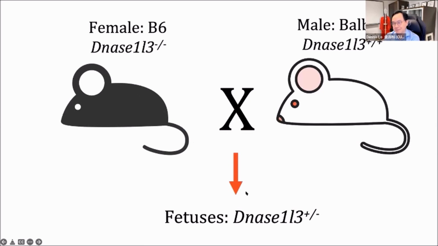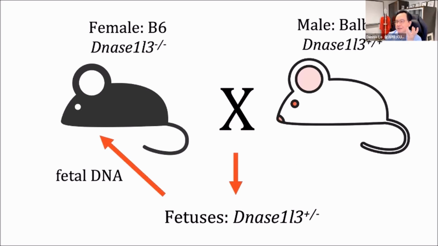And then we mate them. So theoretically, the babies should be heterozygous, so 1 copy of the DNase 1-like-3 gene and 1 copy which is gone. And then we'd like to see what happens. And of course, we wonder whether in mice, the fetal mice, like the babies in the pregnancy, would also release DNA into the circulation of the mother.